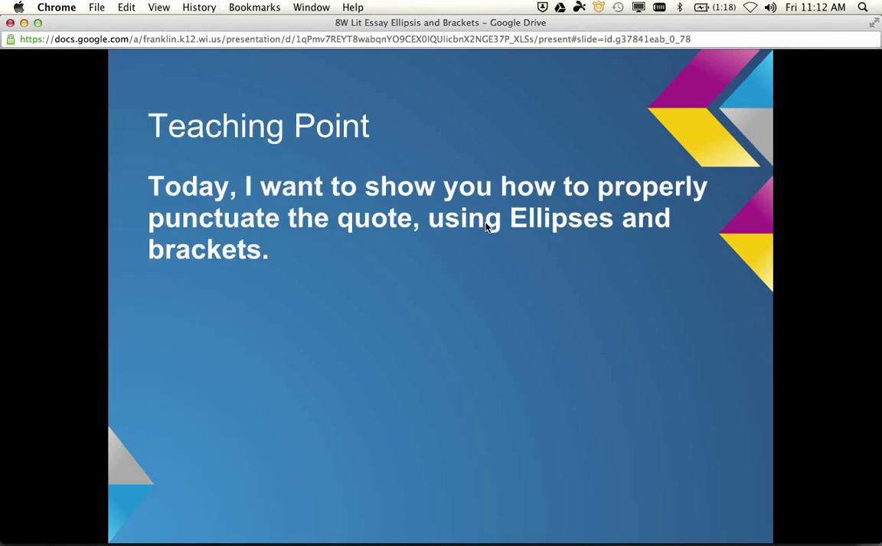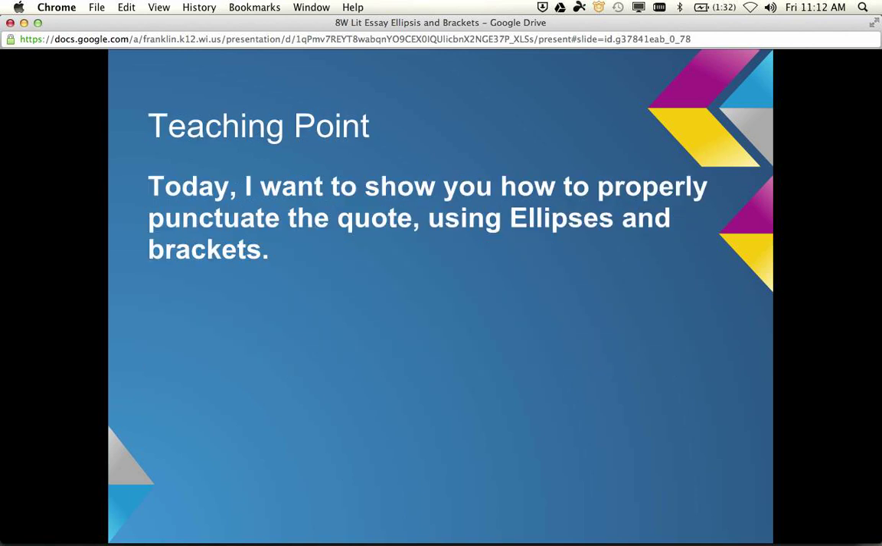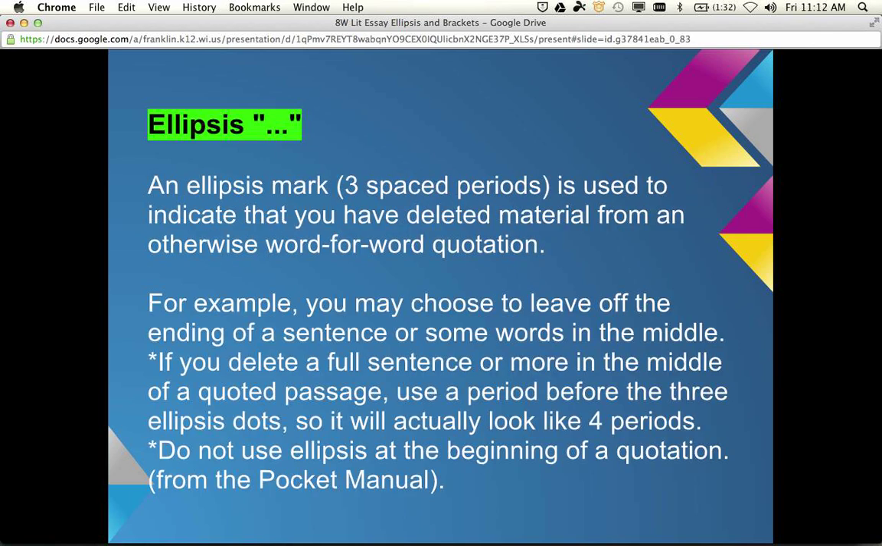Hi, today sometimes I want to tell a friend about something that happened to me but don't have time to share every detail. Therefore, I only share the most important parts or details. We do the same thing when we're using literary quotes in our lit essay. Today I want to show you how to properly punctuate the quote using ellipses and brackets.